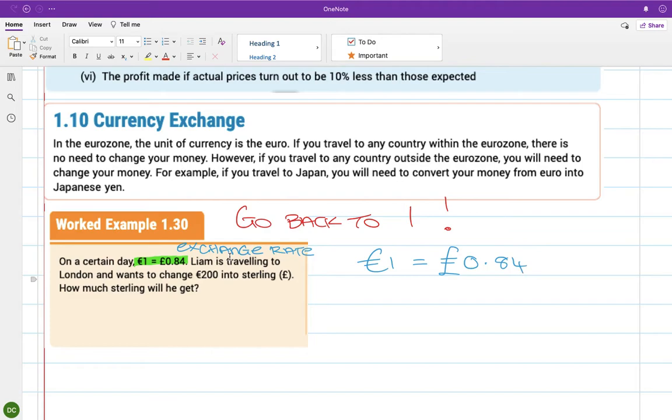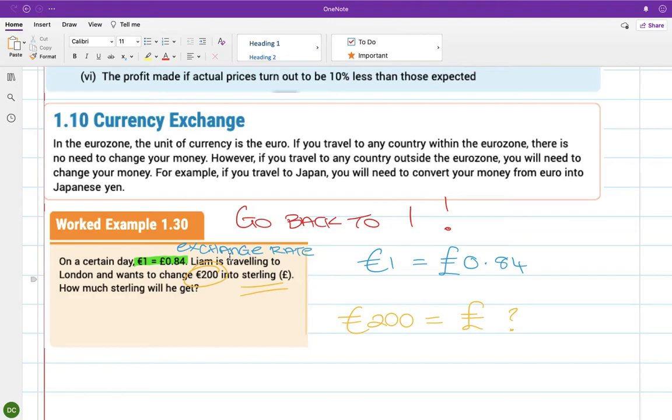And we're going to use that to help us. So we want to convert and make sure that the signs match. We want to convert 200 euro into sterling. So you put the euro under the euro, and then the sterling we don't know. So it's some amount of sterling.